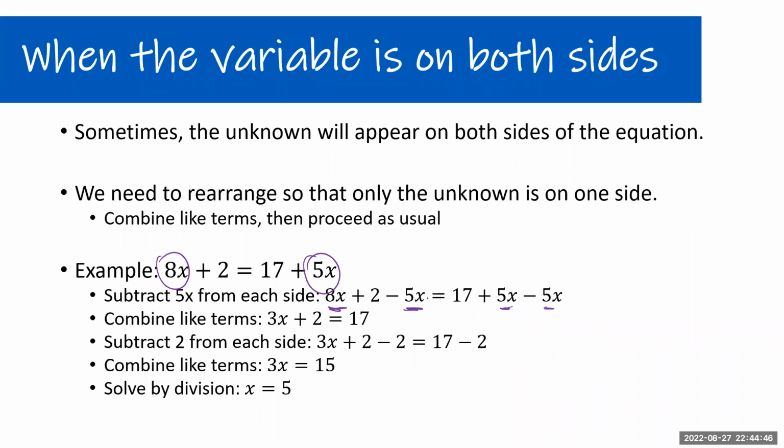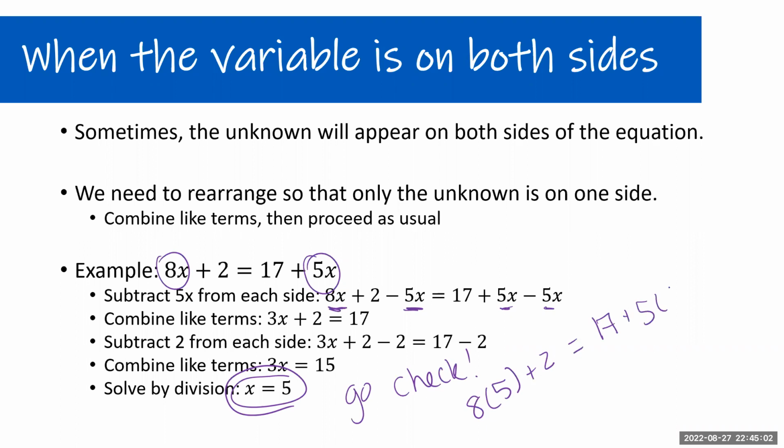Now, something that's really important here is that once you get this x equals 5, you can always go check it, okay? With these, you can always check and use your calculator. 8 times 5 plus 2 equals 17 plus 5 times 5. This is going to be 40 plus 2. And this is going to be 17 plus 25. 40 plus 2 is 42. And 17 plus 25 is 42. So we're good to go. It's a great way to check and make sure that you didn't make a mistake.